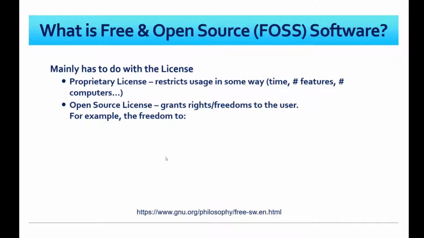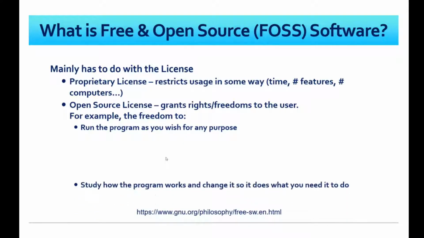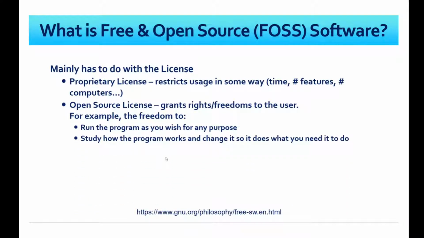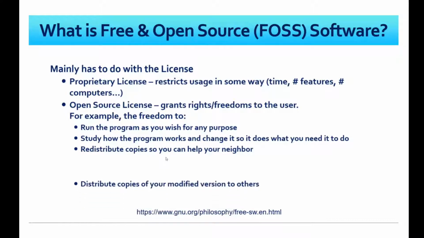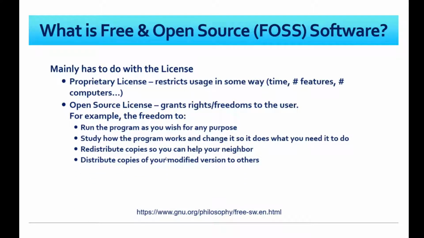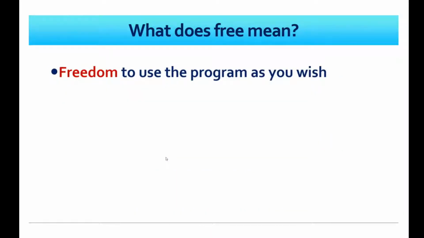This is contrasted with an open source license, which flips this around and actually grants you rights and freedoms as the user. For example, you'll have the freedom to run the program as you wish for any purpose. You can study how the program works. So this is the open source component, access to the source code. And for most of us, this may not be the most important portion of an open source license, but it does allow you to study the program, how it works, so that you understand what's going on and improve it if you need to. You're allowed to redistribute copies so that you can help your neighbor and distribute copies of your modified versions to others.